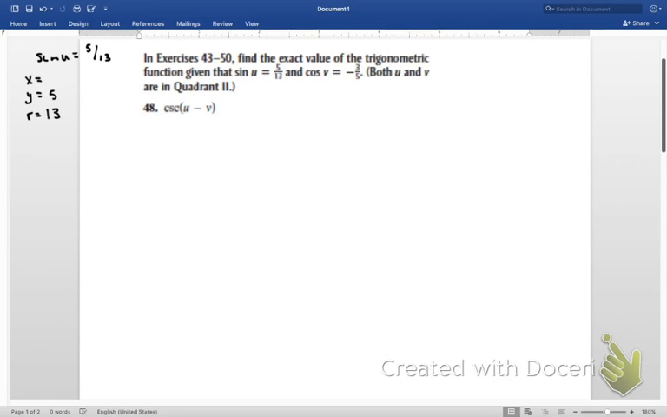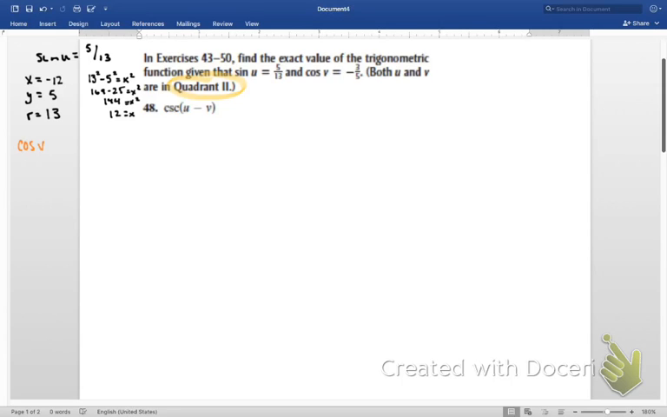Now, key point here is that it's in quadrant 2, so that means that my x value is going to be negative. So just do a little Pythag. 13 squared minus 5 squared equals x squared. So 169 minus 25, 144 equals x squared, so 12 is equal to x, but since it has to be negative, it's going to be negative 12.